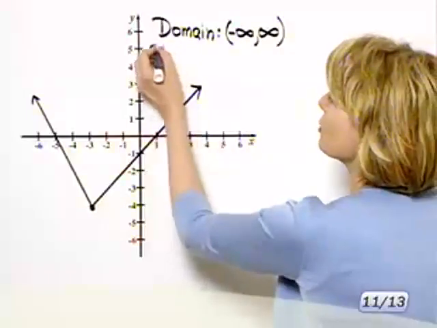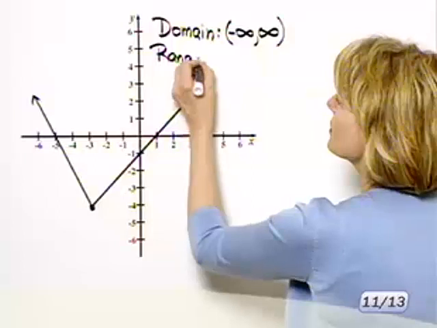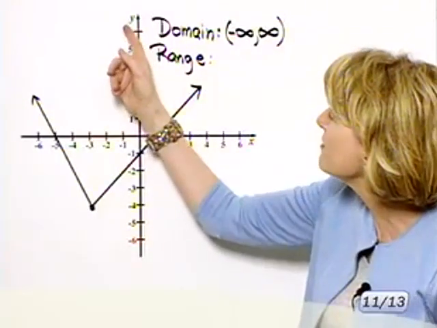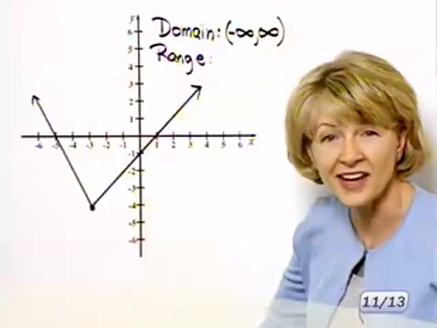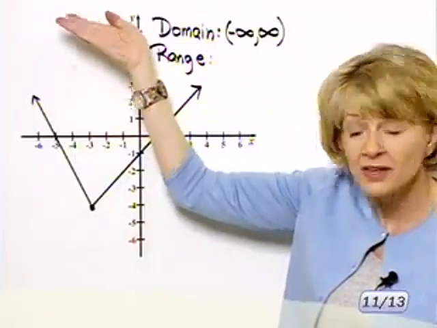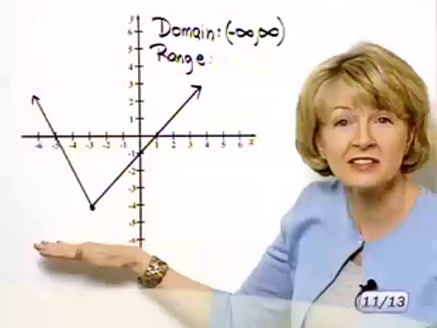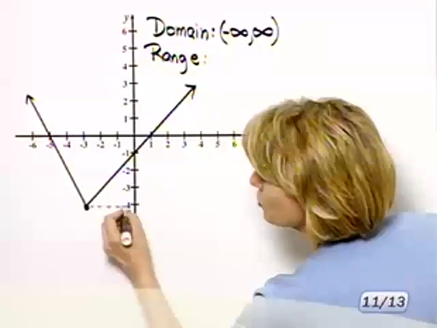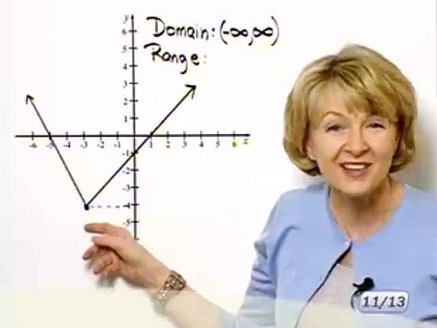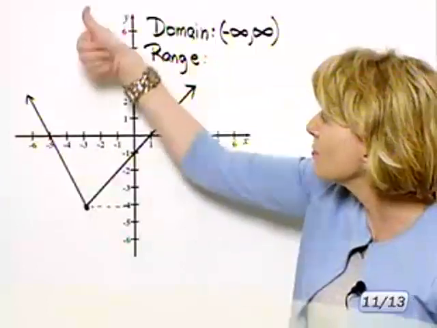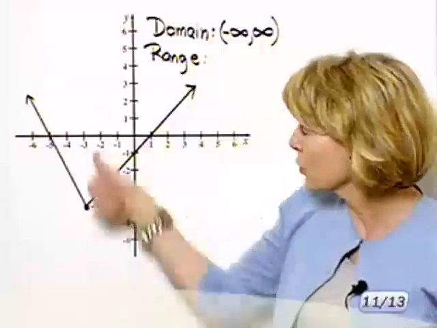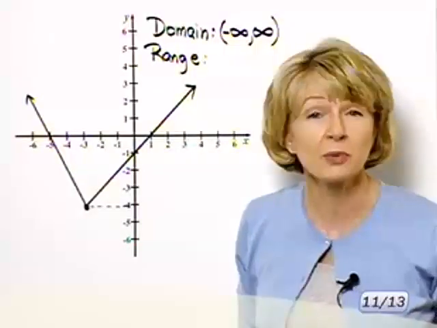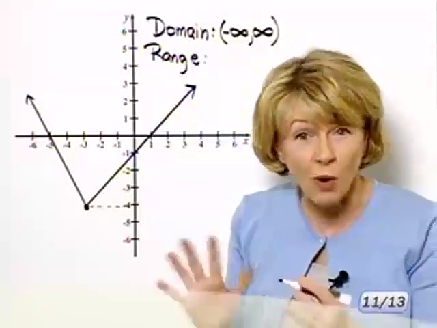Now let's talk about the range of this function. For range, since that has to do with y values, we look at how far down and how far up. Now, how far down does this go in the y sense? Can you see that the smallest y value is -4, and then how far up toward infinity? Since we have these arrows, this graph does approach infinity in the y sense.